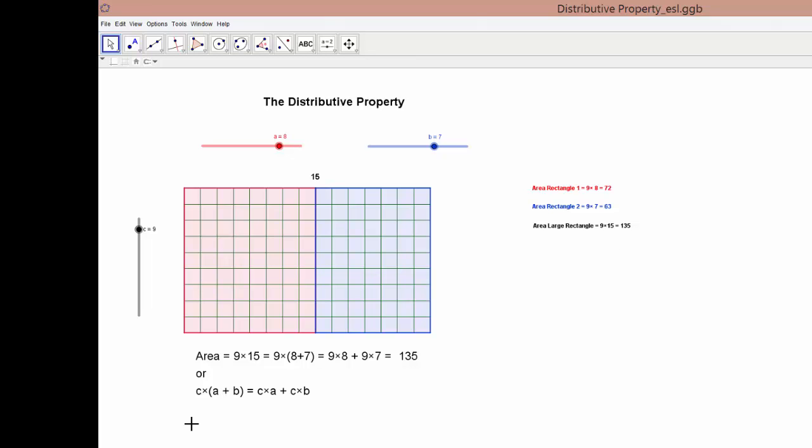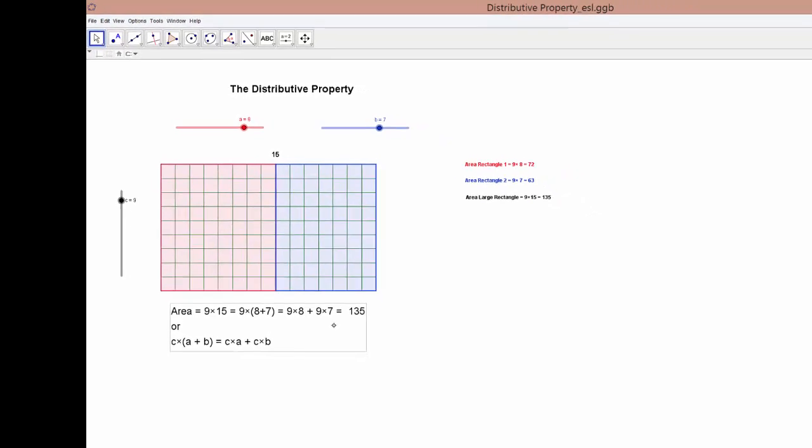So that shows us that C times parentheses A plus B is equal to C times A plus C times B. And so that is the distributive property. And it's just how we calculate these areas in different ways.